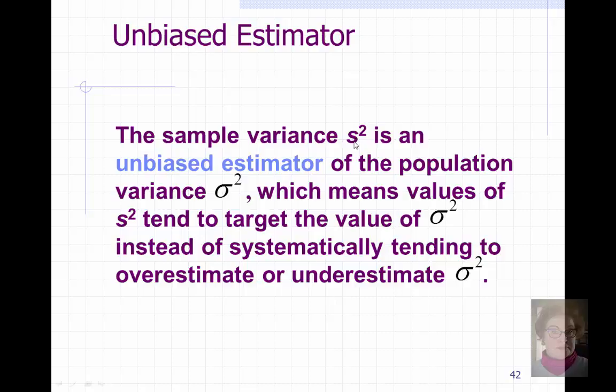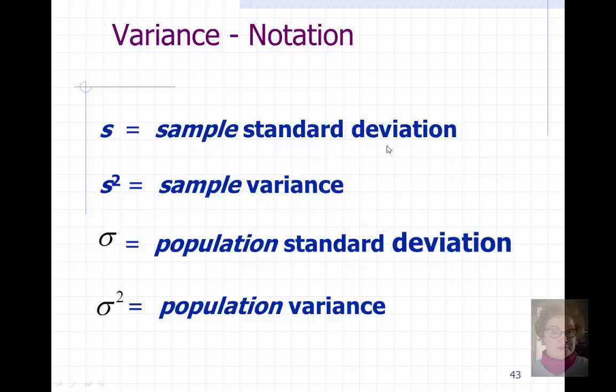So when we talk about S estimating sigma, the sample standard deviation is an unbiased estimator of the population standard deviation. Again, S has to do with the sample standard deviation, and S squared is the sample variance. Sigma stands for the population standard deviation. Sigma squared is the population variance.